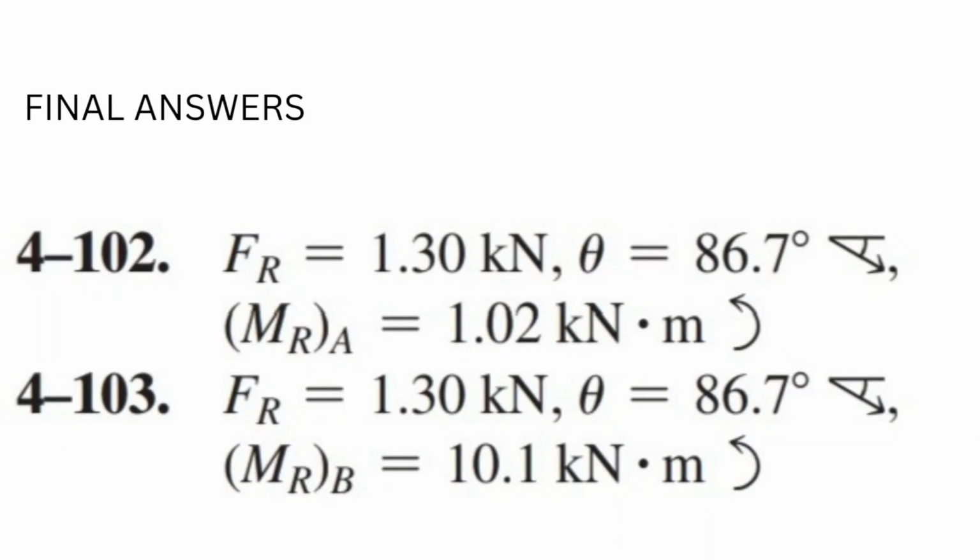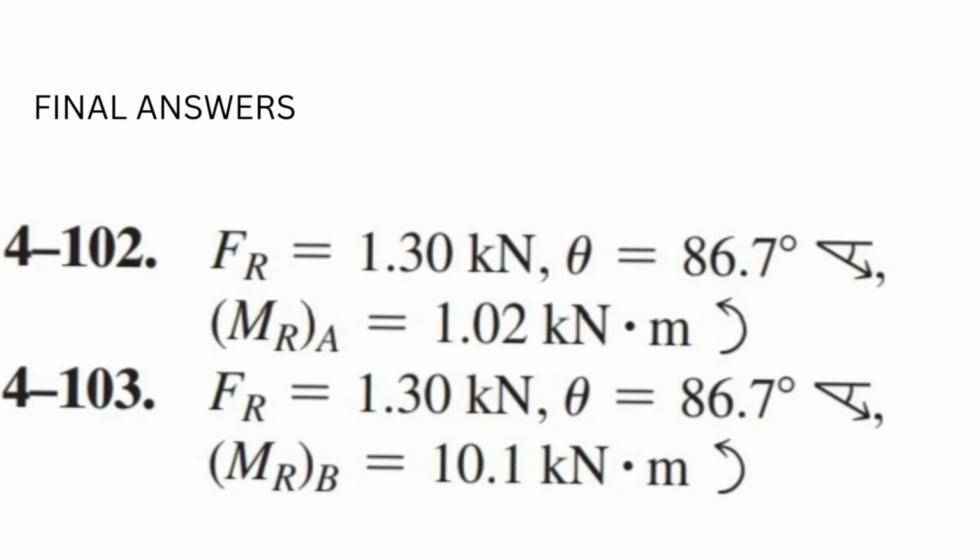The final answers are: resultant force equal to 1.30 kilonewtons, theta equal to 86.7 degrees, the resultant moment at point A equal to 1.02 kilonewton meters in the anti-clockwise direction, and the resultant moment at point B equal to 10.1 kilonewton meters, which is also in the anti-clockwise direction. Thank you.